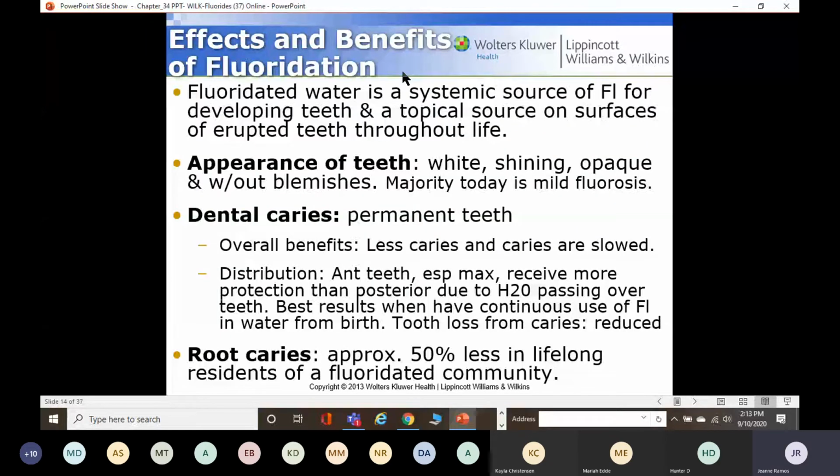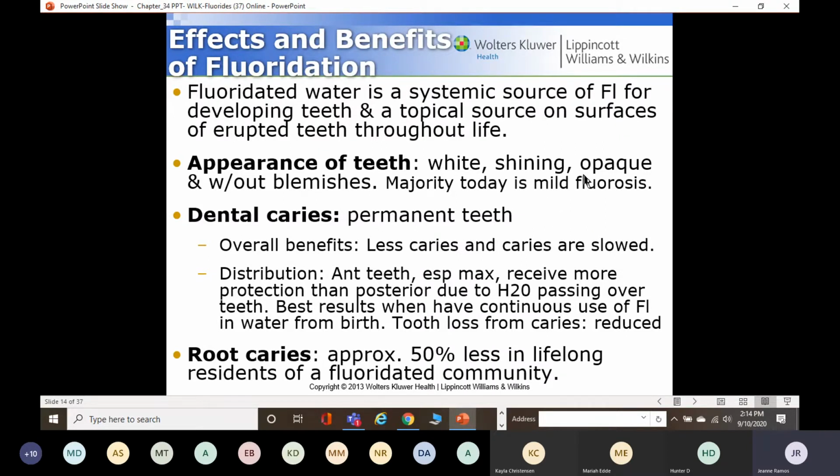Effects and benefits of fluoridation. Fluoridated water is a systemic source of fluoride for developing teeth and a topical source on surfaces of erupted teeth throughout life. So appearance of teeth, white, shiny, opaque, and without blemishes. The majority today is mild fluorosis. So these are the effects of fluoridation.